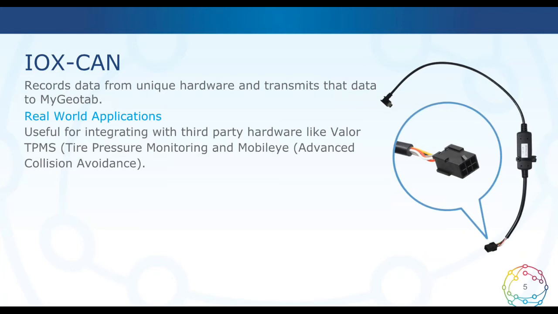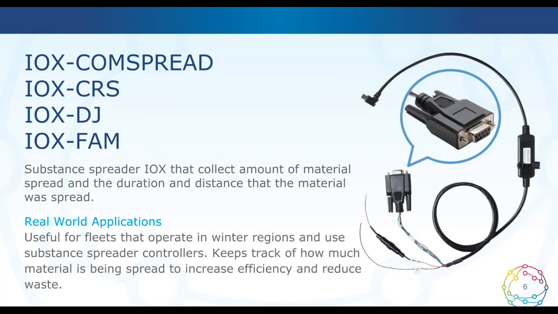The next one, and one of the more unique IOXs that we offer, are the substance spreader IOXs. So we have 4 in total. Initially, we started off with the IOX DJ, and then we added more and more substance spreader companies over time. What the IOX spreaders do is monitor how much material was spread, and for how long and how far. This is material like salt, sand. Sometimes they use a liquid salt and water mix that they spread over areas where fleets operate in winter regions. So northern Canada, some parts of the northern United States, people will use substance spreaders a lot just to make sure that the roads are clear. But in order to make sure that they're not spreading too much, and to conserve on the amount that they're spreading, how long they're spreading and where they're spreading, they like to monitor the amount of salt spread.